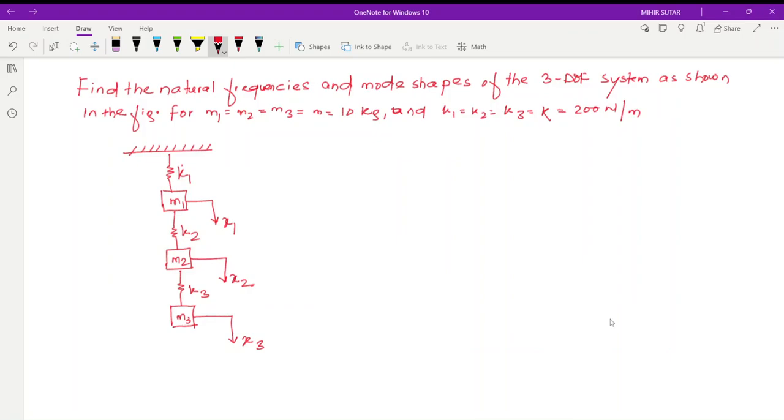So today we'll solve one example related to multi-degree of freedom system. As you can see in the question, we have this example: find the natural frequency and mode shapes of the 3-degree of freedom system as shown in the figure. For this situation, m1, m2, m3 equal to m, which is 10 kg, and k1, k2, k3 equal to k, which is 200 Newton per meter.